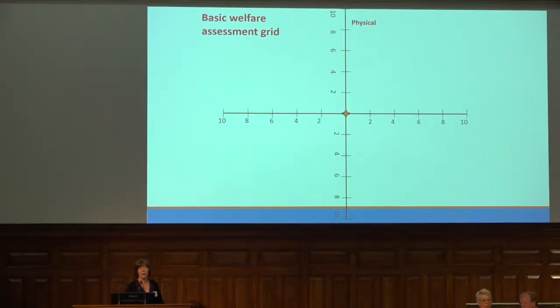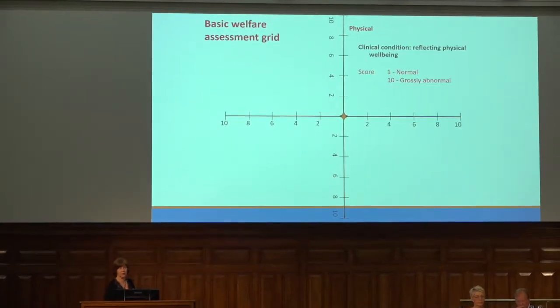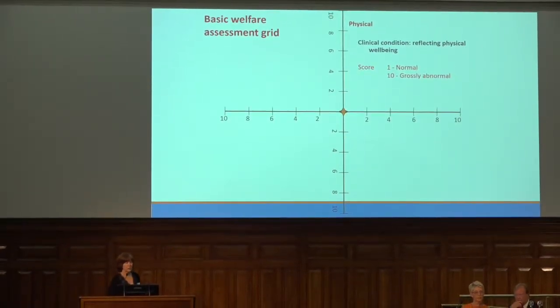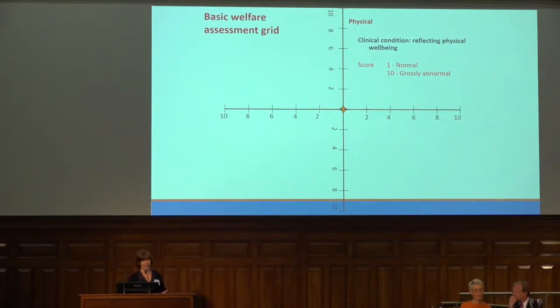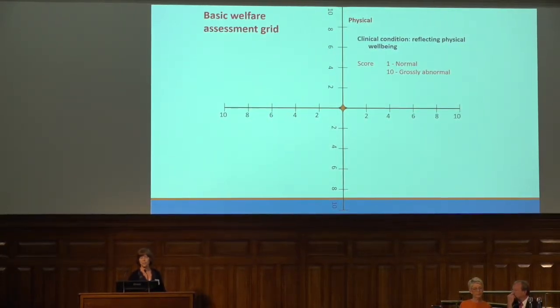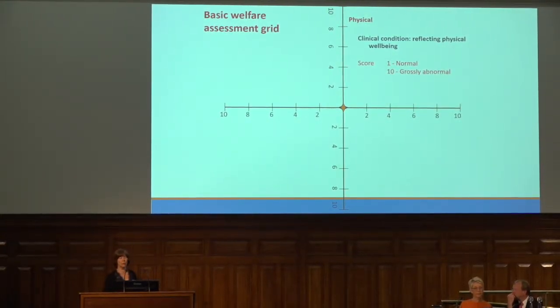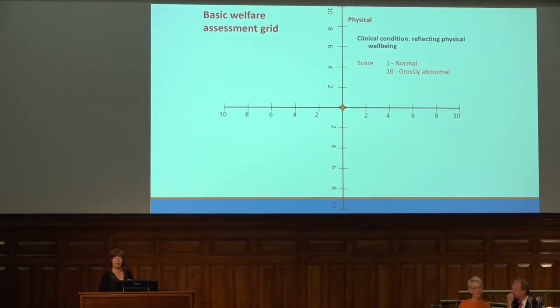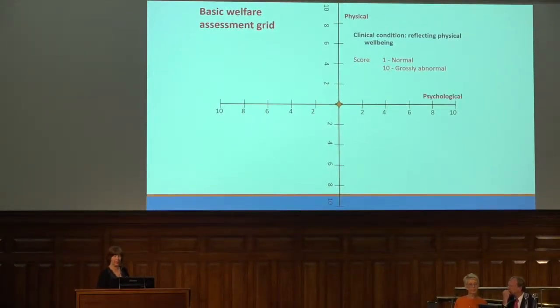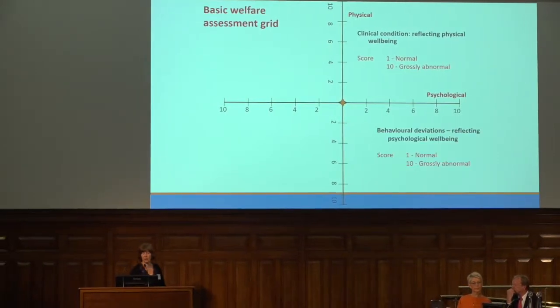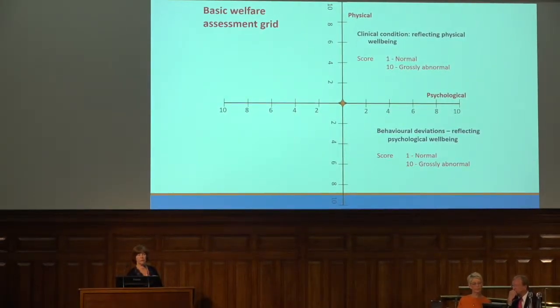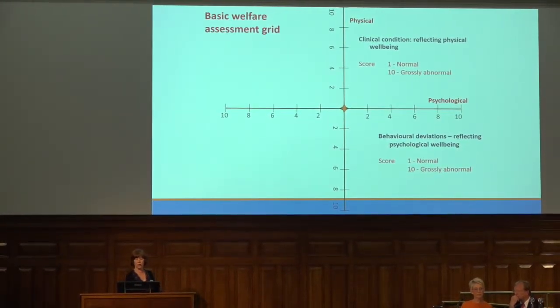of 4 axes. The first axis looks at the physical condition of the animal. So you look at its clinical condition, and we score various factors, which I'll talk about in a moment. And you give it a score of 1 is normal, 10 is grossly abnormal. So the bigger the score, the worse the animal's welfare. The next axis is the psychological axis, where we look at behavioural deviations reflecting the animal's psychological well-being. Again, 1 normal, 10 grossly abnormal.